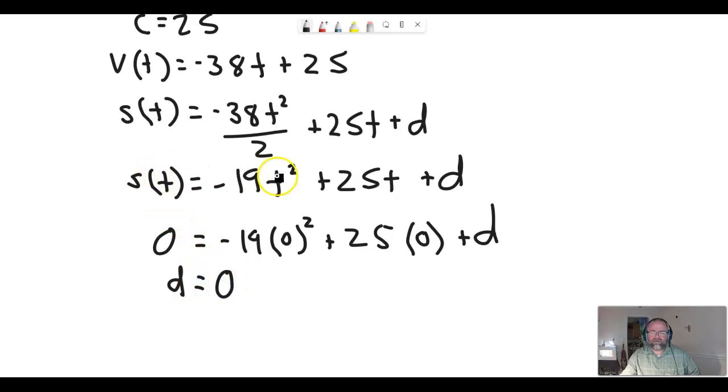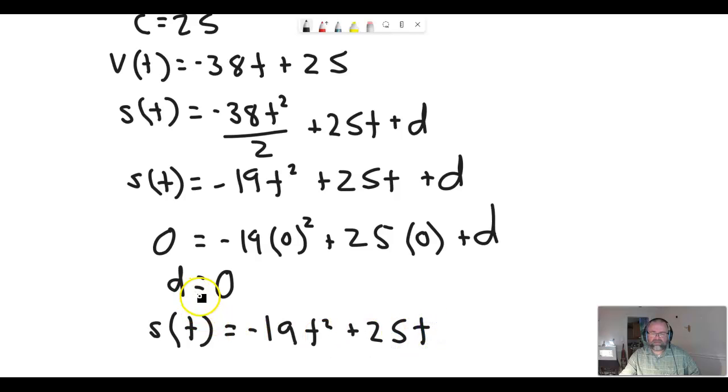So I can finally write my full position function here as negative 19 t squared plus 25t plus 0. So I'll just leave it like this. And this is the final answer here.